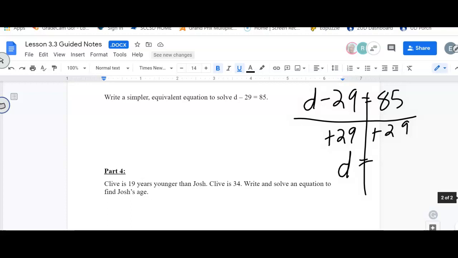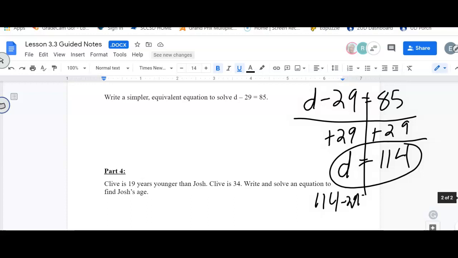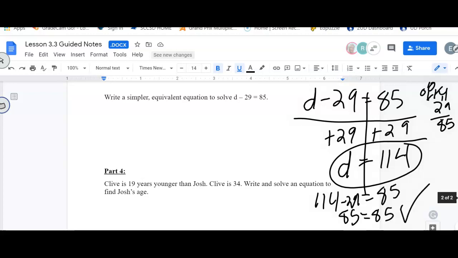D equals, what is 85 plus 29? Chris? 114. Do we agree with that? Well, again, 114 minus 29 equals 85. Checks out. Do you see how doing this, you know if you have the correct answer? It's a nice tool.